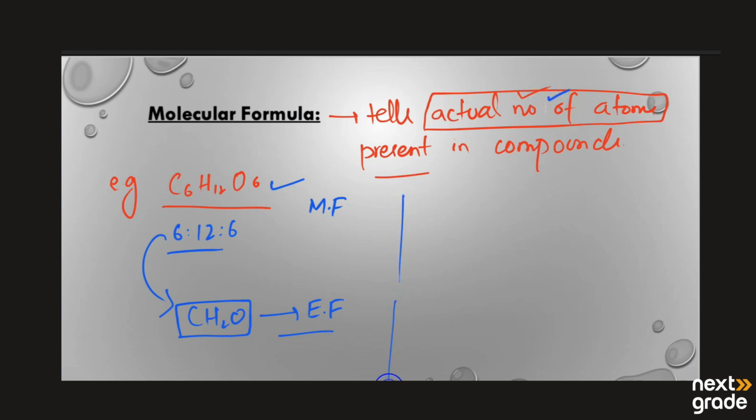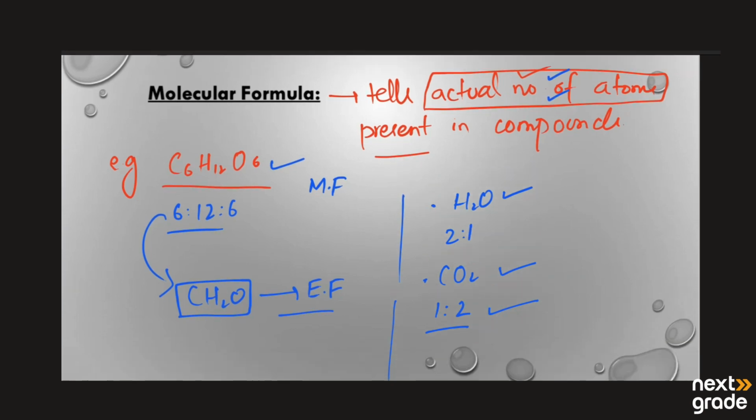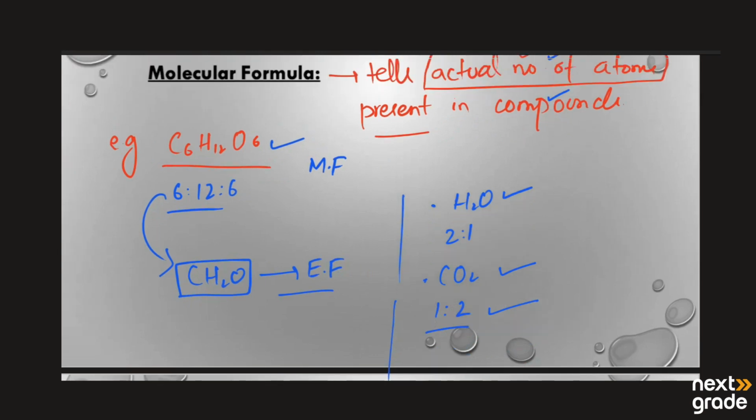Some compounds have the same molecular formula as well as empirical formula. Likewise, we have H2O. Its empirical formula and molecular formula are the same, that is 2 to 1. If we have carbon dioxide, its molecular and empirical formula are the same, that is 1 to 2. So compounds may have the same or different molecular and empirical formulas.